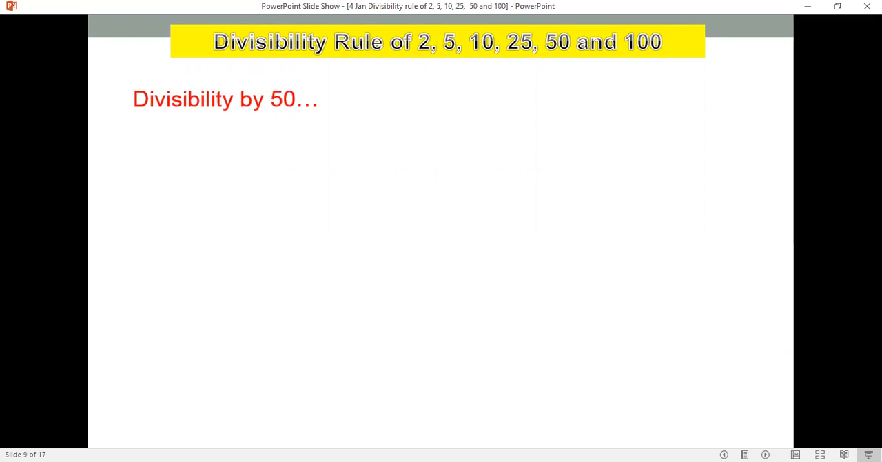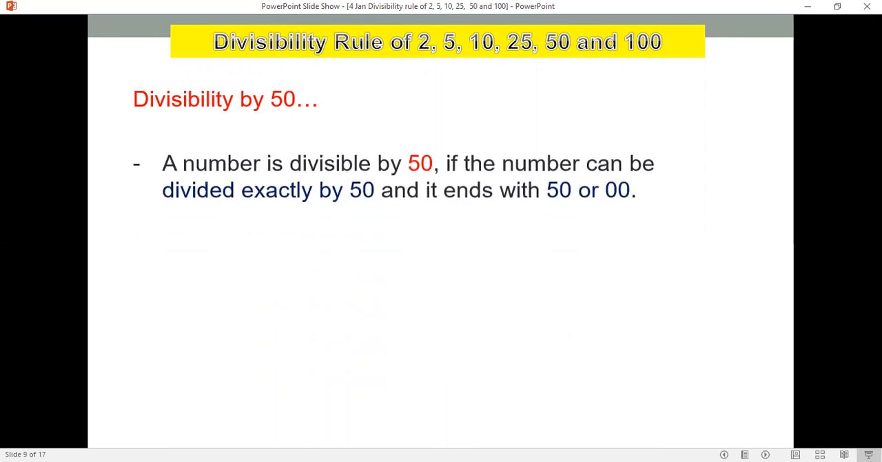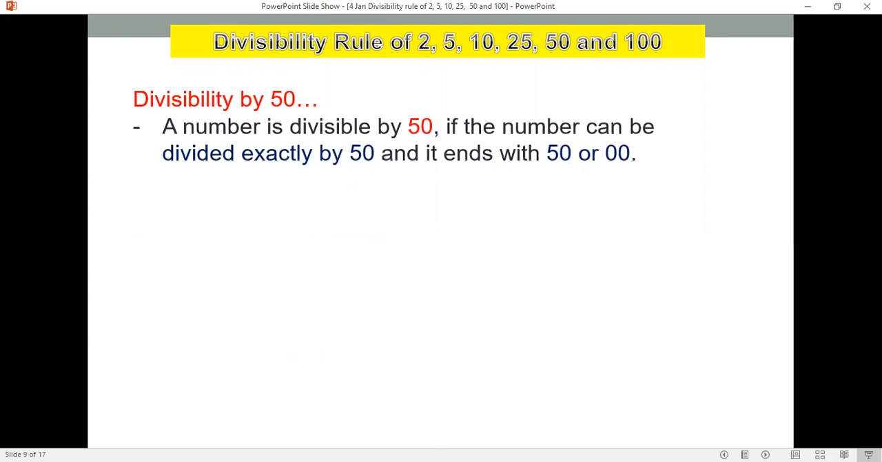Next one is divisibility by 50. How are we going to know? Okay, the next rule is divisibility by 50. A number is divisible by 50 if the number can be divided exactly by 50 and it ends with 50 or 00. Okay, example.